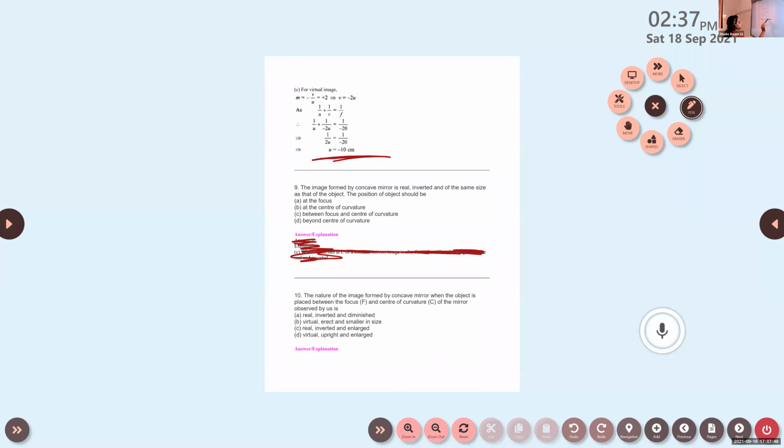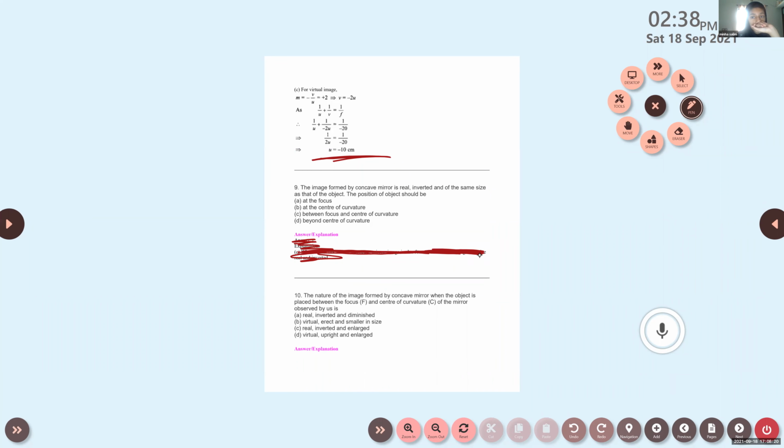Read the next question. The image formed by a concave mirror is real, inverted, and the same size as that of the object. The position of the object should be at the focus, at the center of curvature, between focus and center of curvature, or beyond the center of curvature. At the center of curvature, yes.